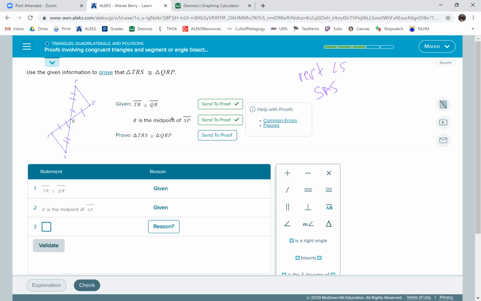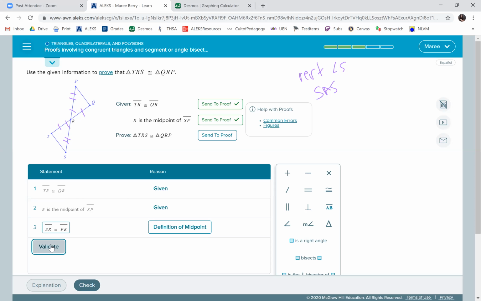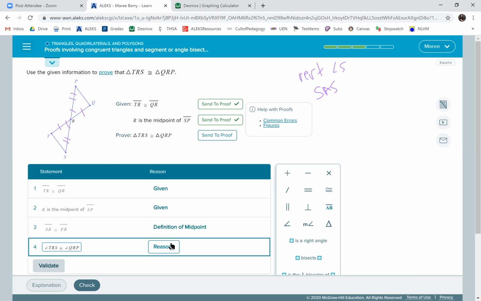So since R is the midpoint, we can say SR is congruent to PR, the segment. SR, that segment is congruent to PR. And that is actually definition of midpoint. So we know if it says midpoint, then those two are congruent. Now we're going to do the angles TRS, and I'm going to use the same order, QRP. So angle TRS is congruent to angle QRP. And that's going to be the vertical angle property.